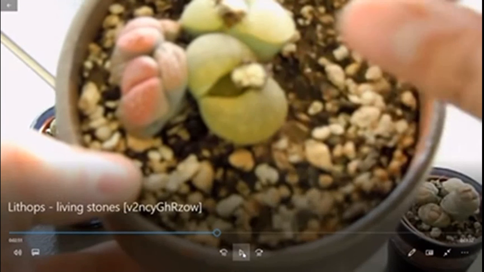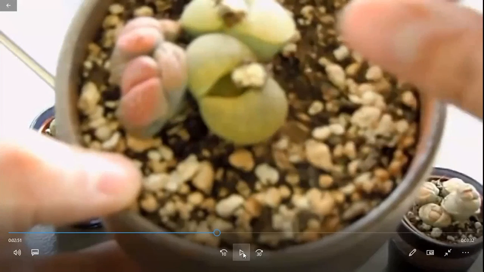Okay, from this video, what is the characteristic of lithops that lets us classify it as an organism or living thing? What is the keyword? It can grow. Yeah, grow. What else? Very good.